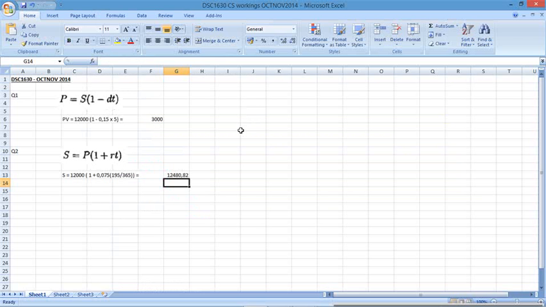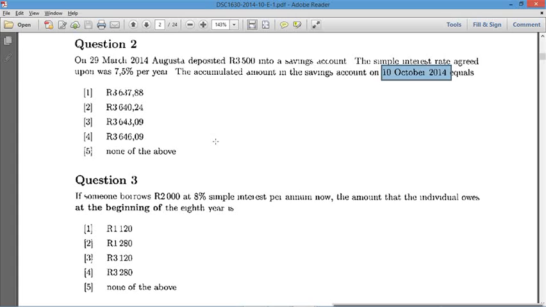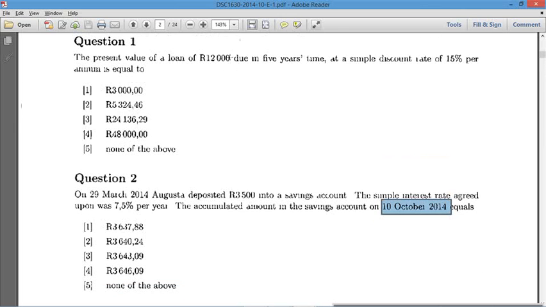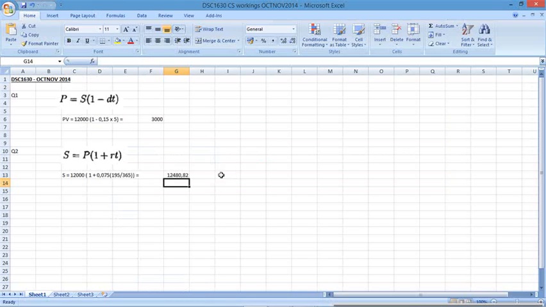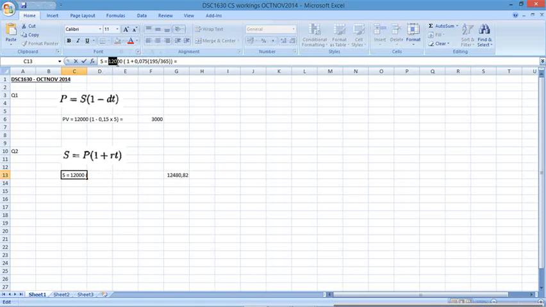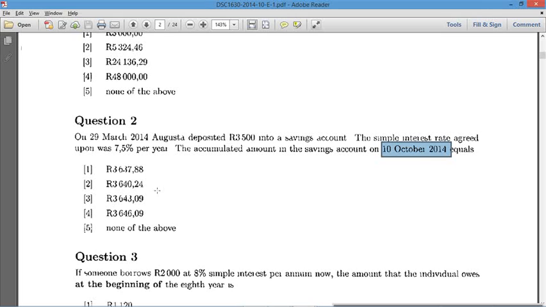12,480 is the future value. So in this particular question, I'm going with option... Hold on, I've put in 12,000. That's a mistake. Sorry, I'm thinking about question 1. Question 1 had the 12,000. This was 3,500, so that's an error there. There should be 3,500. That's better. That answer is there.